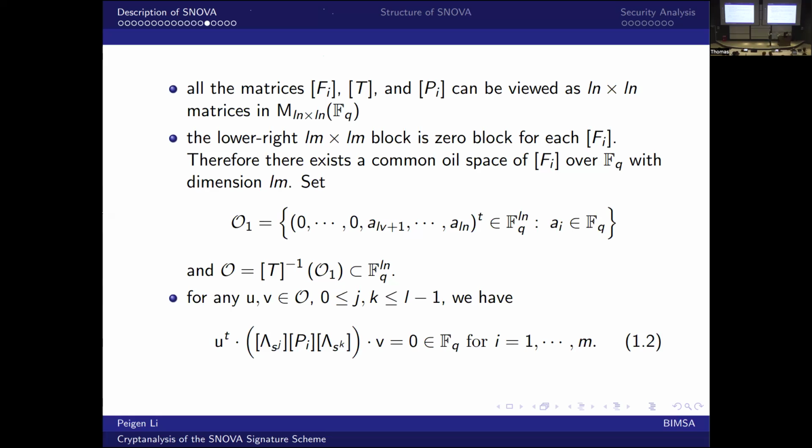If we set O1 as this vector space, then the inverse image of O1 is the oil space. Note that for any u, v belonging to O, we have the following equations. So if we solve these equations, we can find the oil space of the SNOVA scheme, and the oil space can help us to find the preimage.